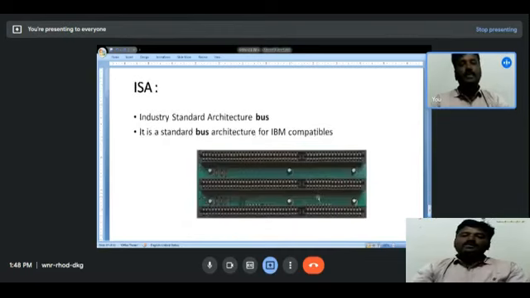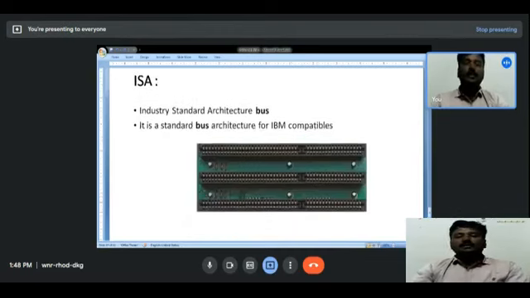Next one is ISA, the Industry Standard Architecture bus. It is a standard bus architecture for data transmission or address transmission.